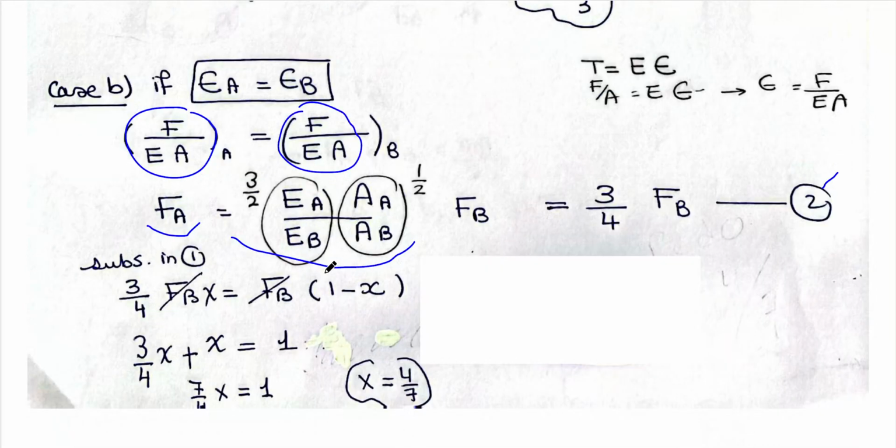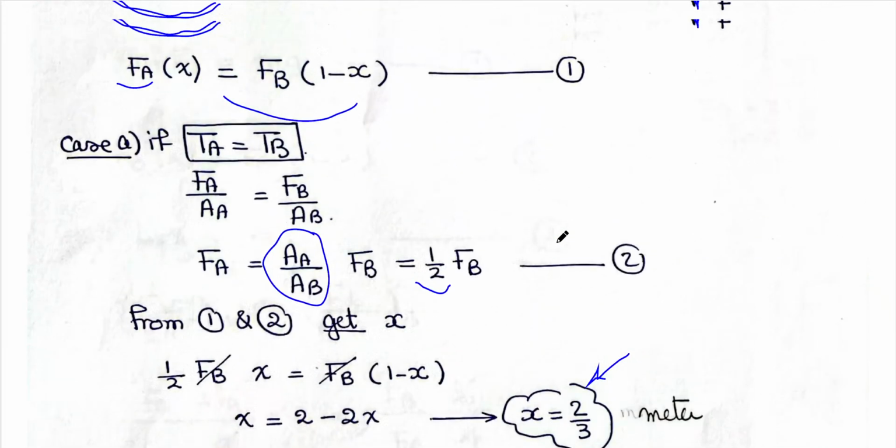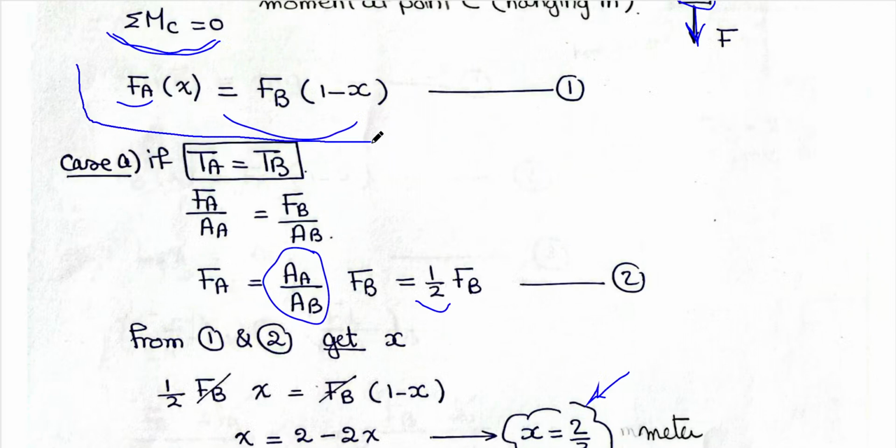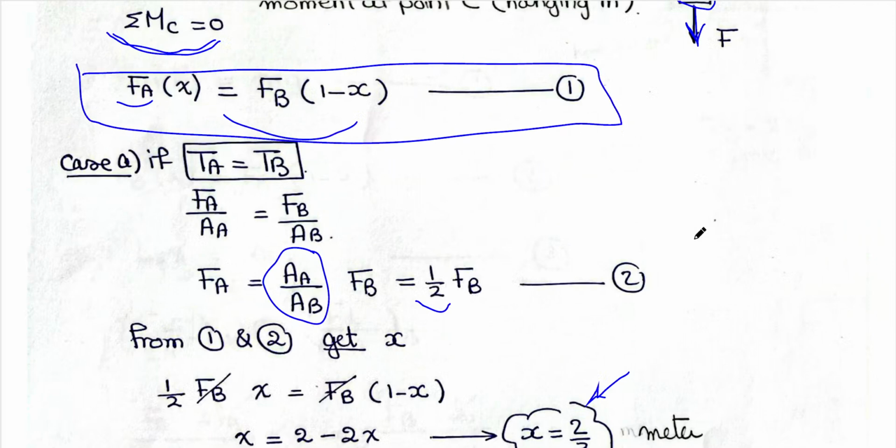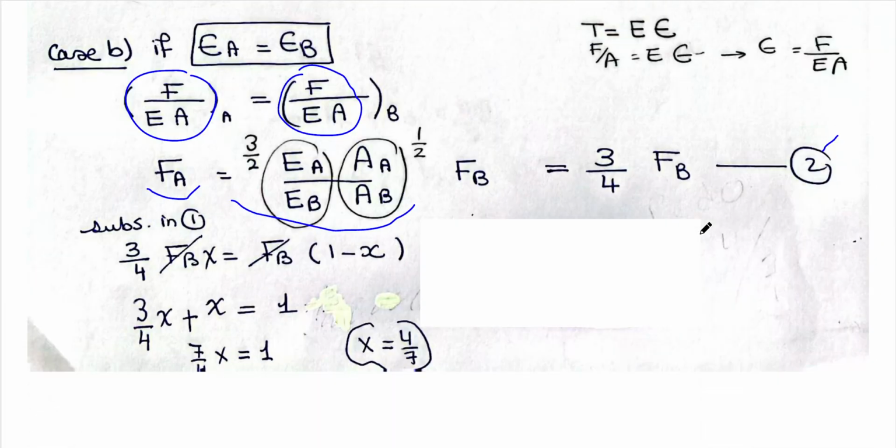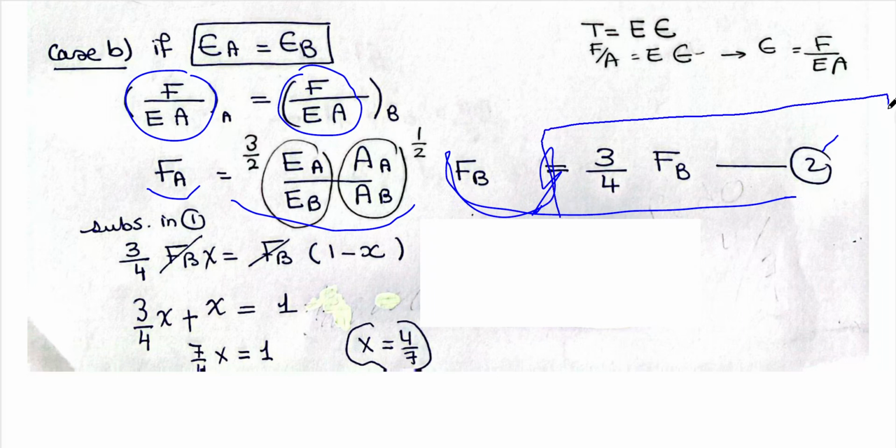Now you solve equation 2 dash together with the equation of moments. You can get x equals 4 over 7 meters. This was another idea of how to solve these problems.